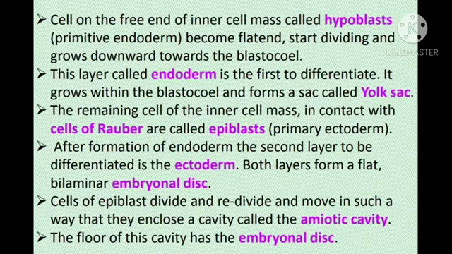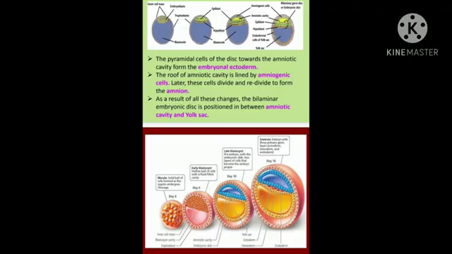Cells of the epiblast divide and redivide and move in such a way that they enclose the amniotic cavity. The floor of this cavity has the embryonal disc. The columnar cells of the disc towards the amniotic cavity form the embryonal ectoderm. The roof of the amniotic cavity is lined by amniogenic cells. Later, these cells divide and redivide to form the amnion.